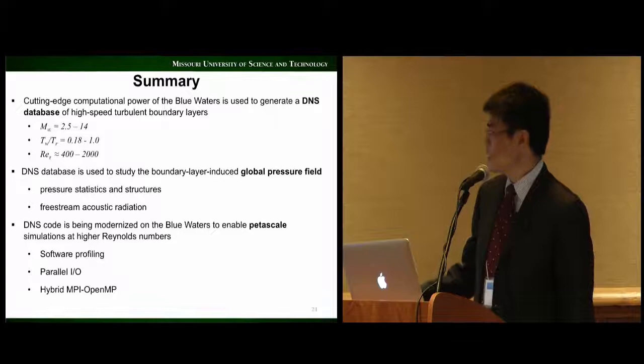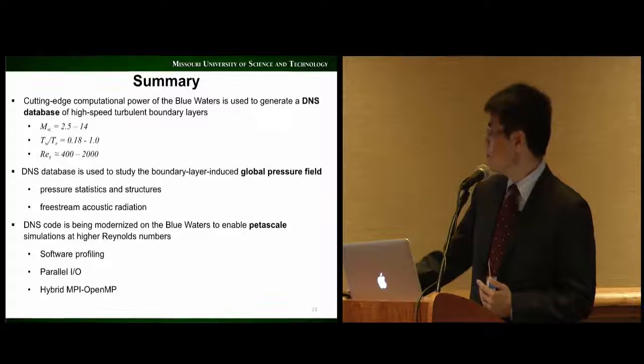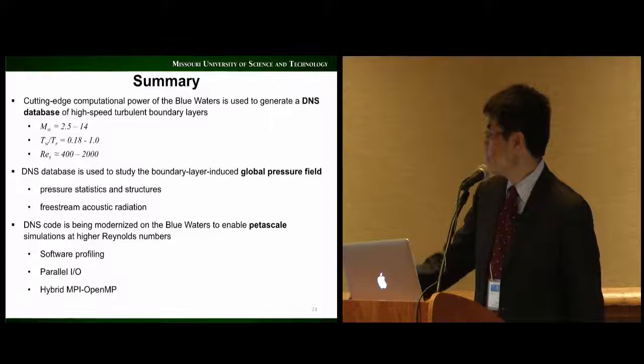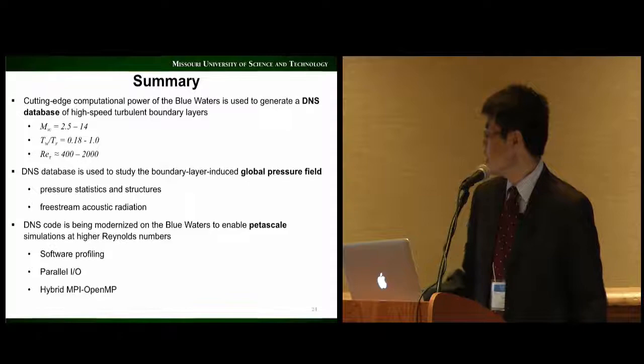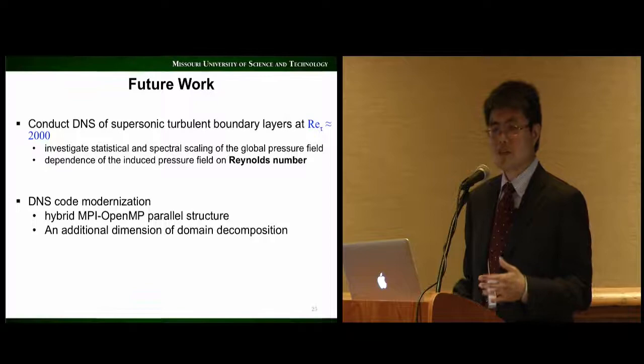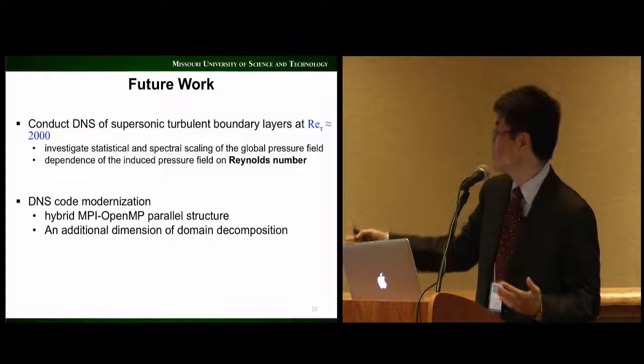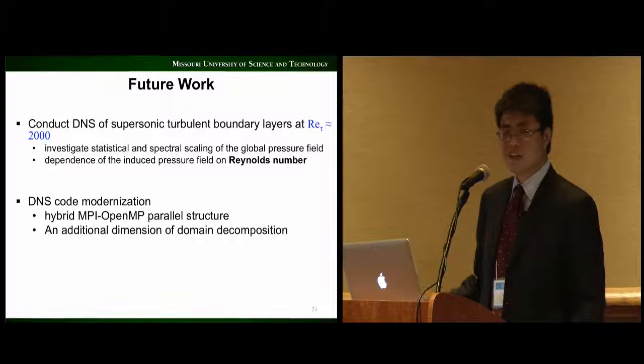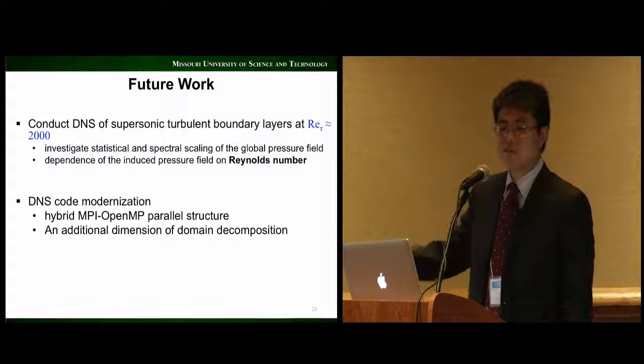We have done detailed profiling and scalability analysis, and we have made the I/O parallel to improve the I/O efficiency. But further work needs to be done for the I/O portion. We are also working on hybrid MPI and OpenMP. The future work is to get data at high Reynolds number, up to 2,000, and continue working on hybridization of the OpenMP and MPI method. Right now we have 2D pencil decomposition; we might also introduce a 3D pencil decomposition.